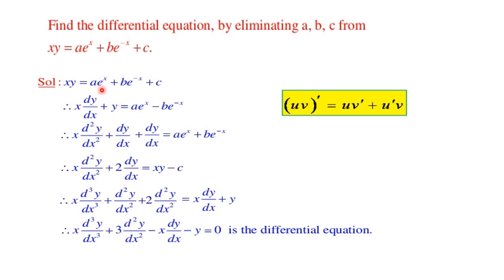Differentiation of exponential is always the same. That means it will be a into e raised to the power x, minus b. Why is it minus? Because it is e raised to the power minus x. That means minus will get introduced over here. Differentiation of minus x will give you minus 1 only. That means it will be minus 1 minus b e raised to the power minus x.